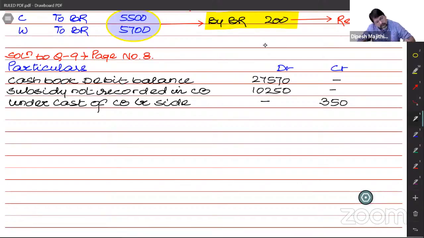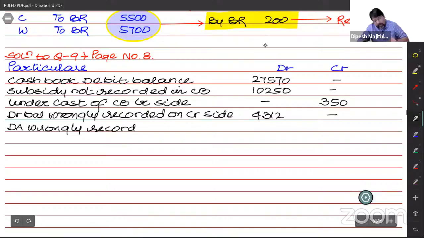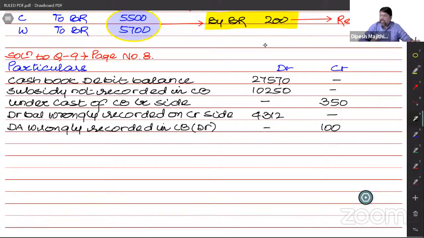Thereafter, debit balance wrongly recorded on credit side. Three one, discount allowed wrongly recorded in cash book debit side. So 100 will be credited.